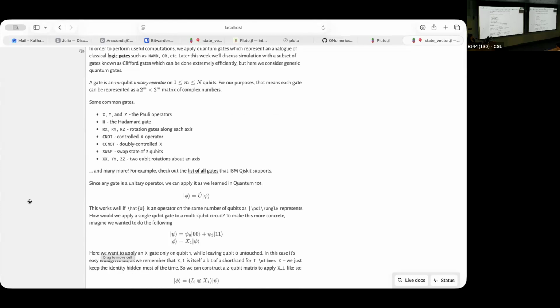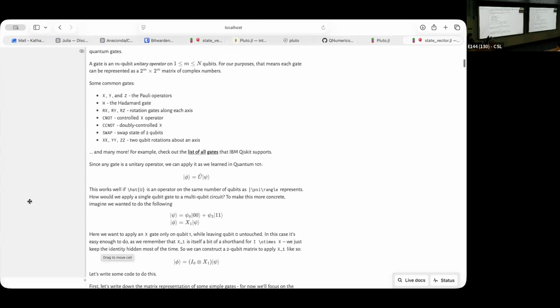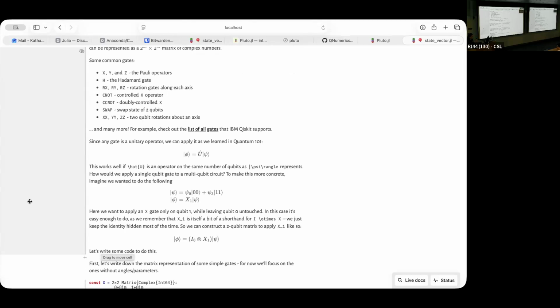And others, the Hadamard gate, rotations, RX, RY, RZ. See, I did it again. And then some of the entangling gates like controlled X, double controlled X, swap, and then 2-qubit rotations. But there's plenty more. The IBM Qiskit SDK has a really nice list of all of the various gates that people want to simulate, some of which are more suited to various hardware platforms than others. So we're going to try and write some gate application code that's relatively generic, and then that should let us actually apply these various gates in a reasonably efficient way without having to write a huge amount of code.